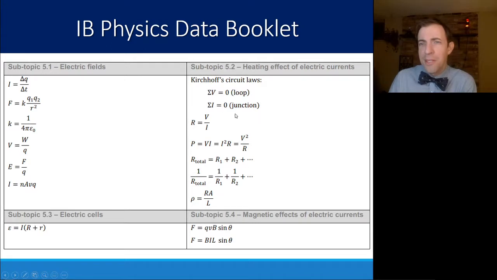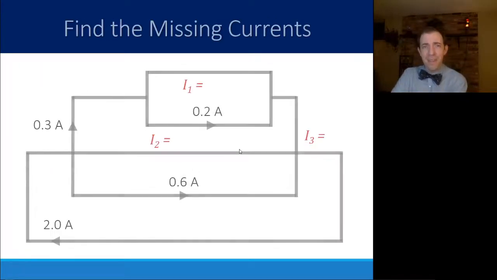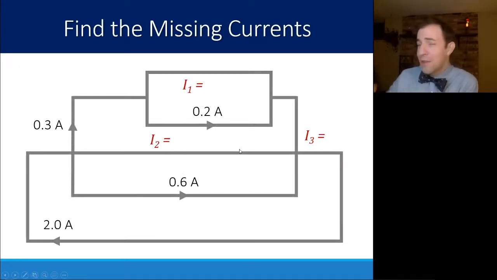This is given to you in the IB Physics data booklet, written out in that format. Basically just saying the sum of the currents at a junction equals 0. Now, this can look a little bit more complicated as well, and it kind of works out like a puzzle in some ways. So you're given some information, you have to kind of figure out what you don't know and figure out how you can find that.